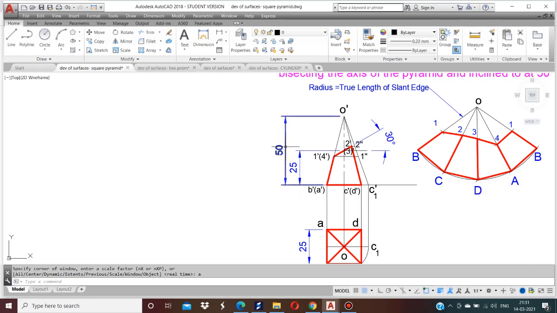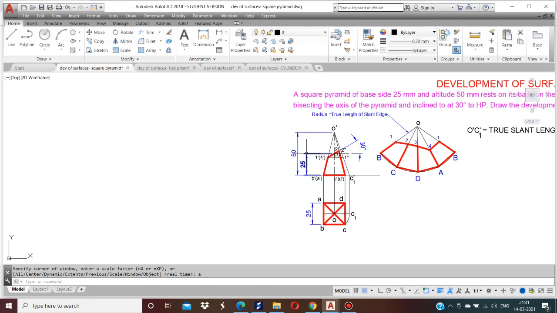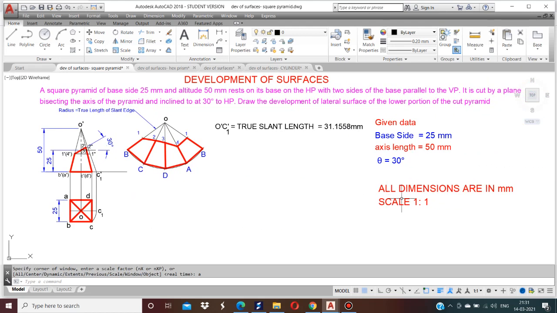Finally, you have to mark the height of the pyramid equal to 50 mm. Here bisecting means 25 mm. The side is equal to 25. You have to write all dimensions in mm, scale 1:1.